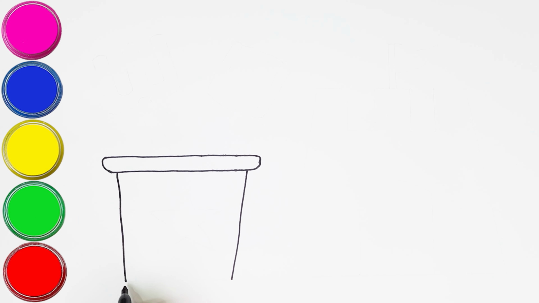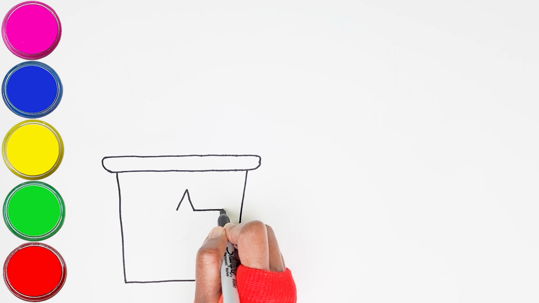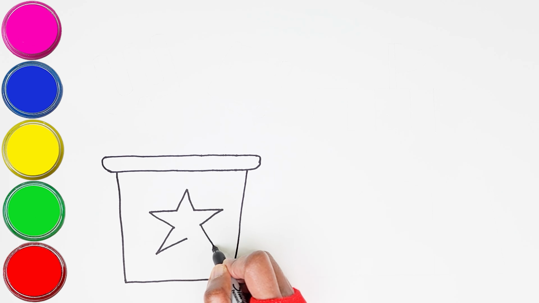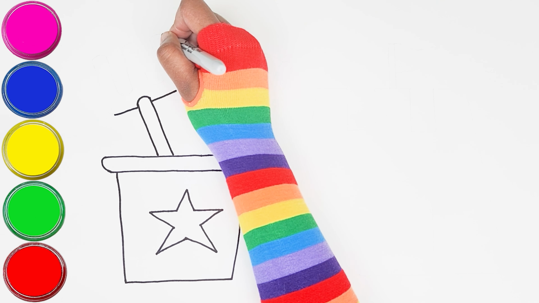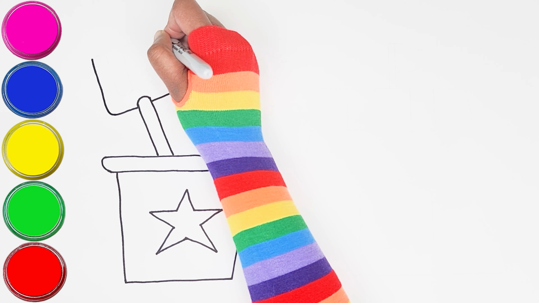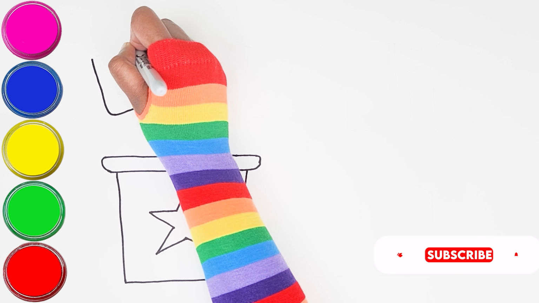I'm drawing the pail first. Let's add a beautiful star on the pail. Now I'm drawing the rake. After that, I'll draw the shovel.